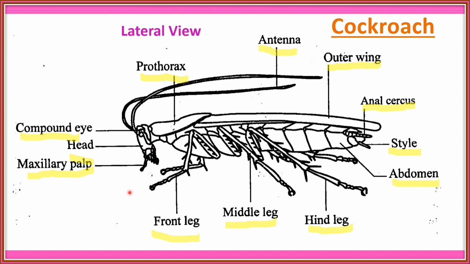If you look at it, the palps, the head, compound eyes, we have the prothorax. On top of the prothorax, now behind we have the outer wing. Then we have the antenna. And we have the abdomen, the anal cerci, the style. We have the hind legs, the middle legs, and the front legs.